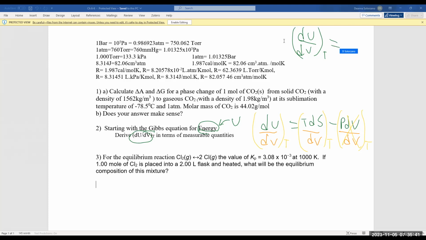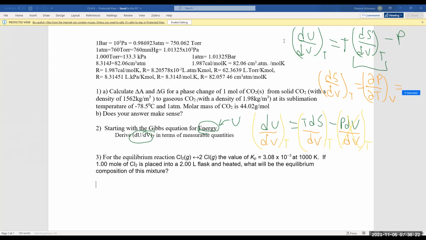Anyway, that's going to give you T dS over dV at constant T minus P. This here should look familiar. It is one of your Maxwell's equations, I believe. So that one is dS over dV at constant temperature is equal to the partial derivative of P with respect to temperature at constant volume, which is also equal to beta over kappa. So then you can just plug that into there, which gives you your answer. Go ahead and write that here.